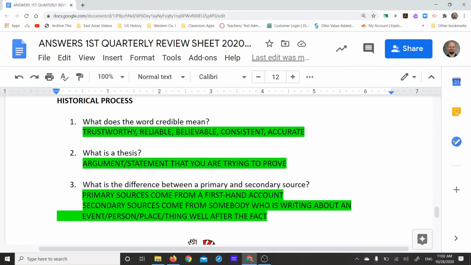A secondary source comes from somebody who is writing about an event or person, place, or thing well after the fact. So a professor writing a book about World War I in the 2020s would be writing a secondary source. He may use primary sources, consult them and use them for his writing, but his writing itself is a secondary source.